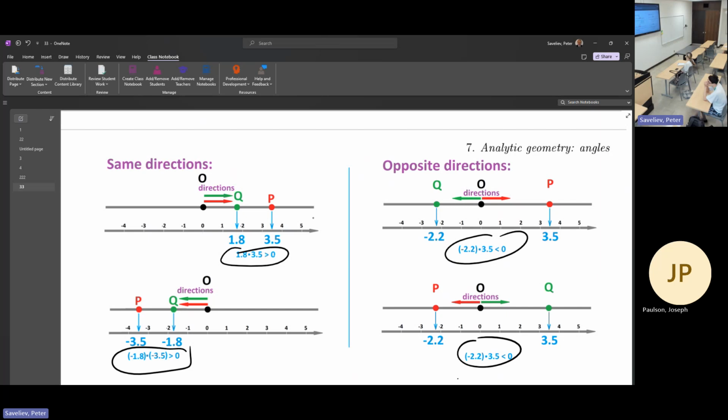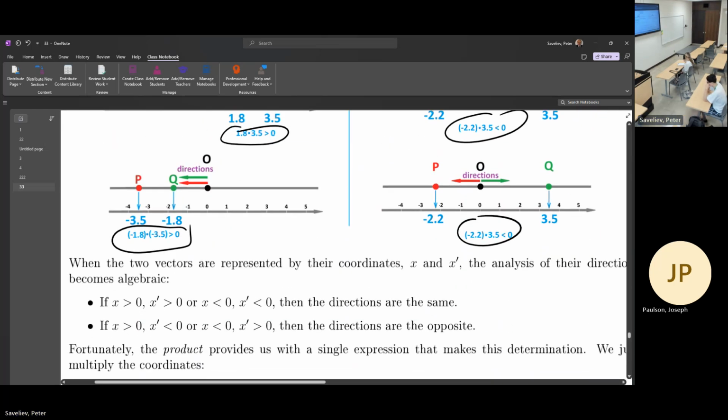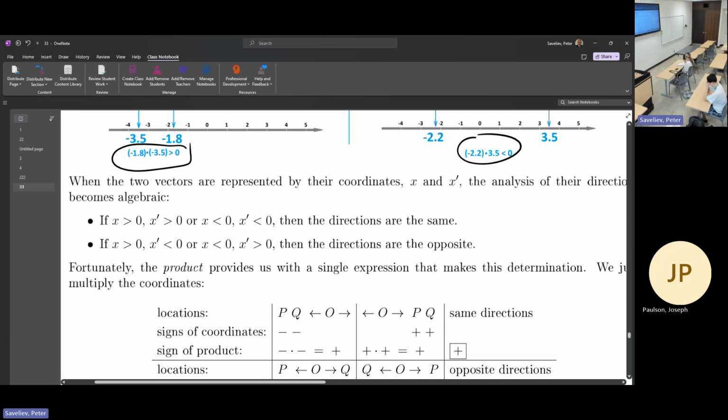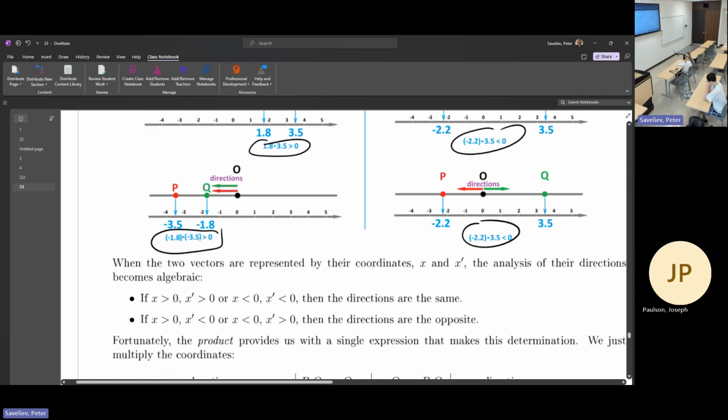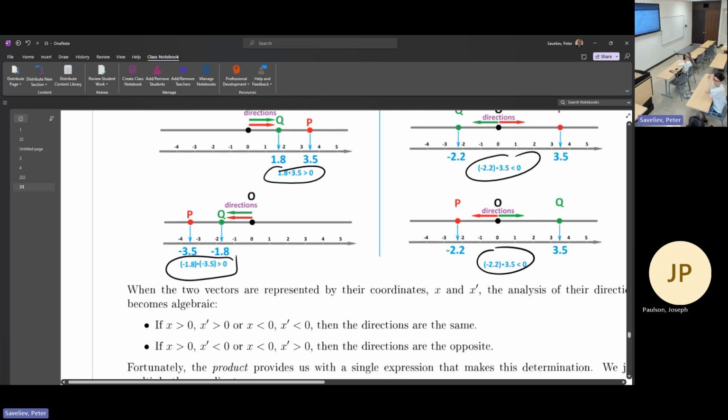they have opposite directions. And once again, when you multiply and you end up with a positive number, it means that the direction is the same. And when that product is negative, the directions are opposite. Okay, like this. So once again, I'm doing it the hard way. We already have solved the problem. I'm doing it the hard way.